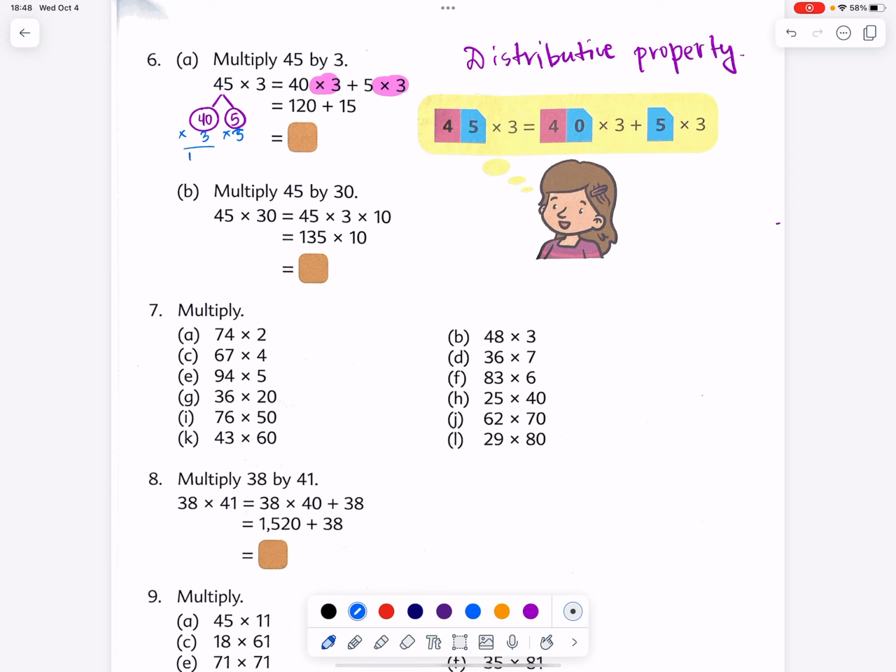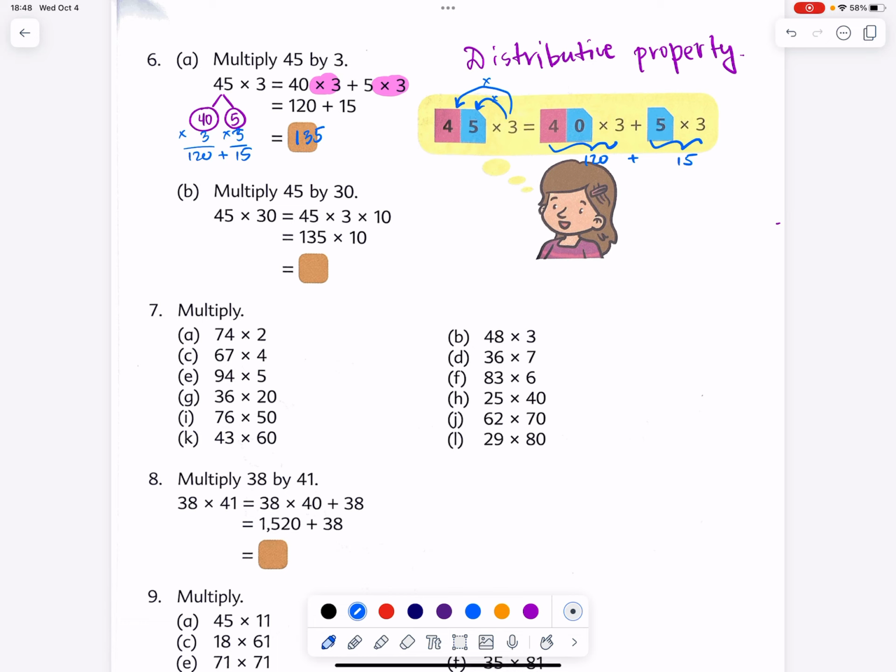40 times 3, of course, is 120. 5 times 3 is 15. And then we put those two partial products together. So 120 plus 15 is, of course, 135. Again, how do we multiply 45 times 3? We first take 40 three times, and then we take 5 three times. And we end up with two partial products, which is super easy to add up or subtract, as you will see a little bit later in our heads.